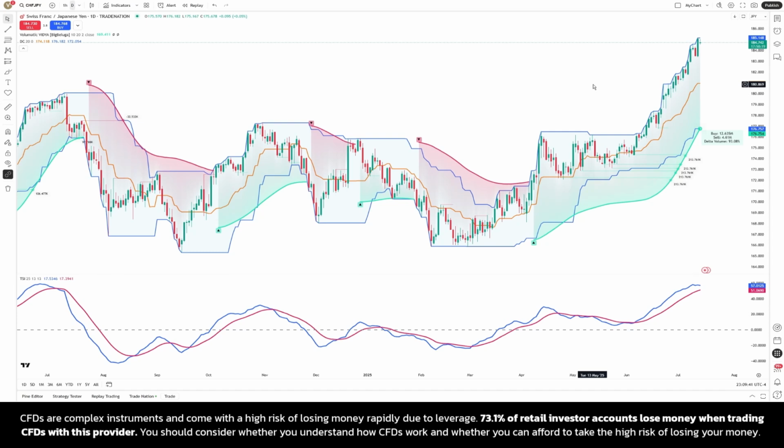Additionally, while the liquidity zones are helpful in mapping past reactions, they are not guaranteed to hold in future sessions, especially in thin or pre-market conditions.